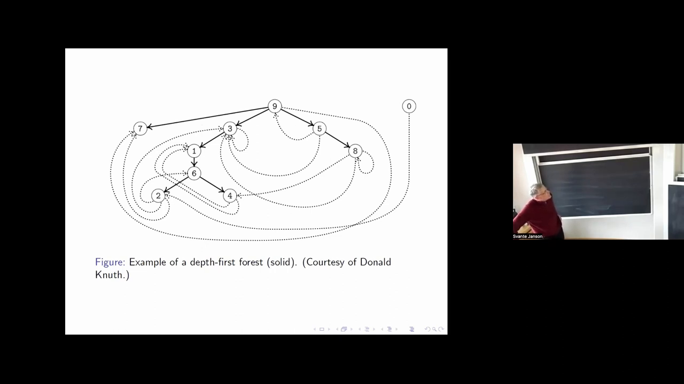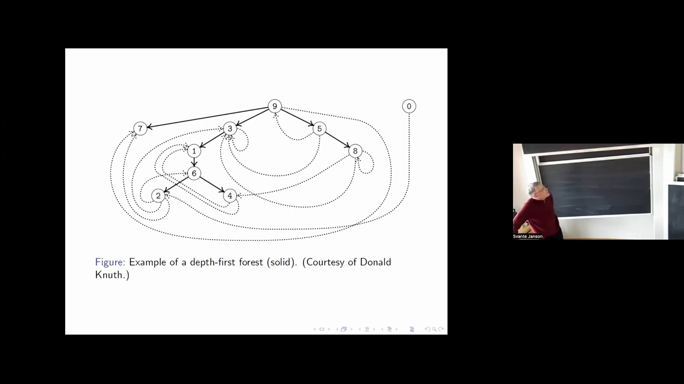So we have 10 vertices, and I think there are 21 arcs here. Just to remind you again of the definition, if we start with vertex number 9, as his version of the argument does, then the first arc leads to 7, so we include that. But then there are no arcs from 7. So we return to 9, go to the next arc, which leads to 3.